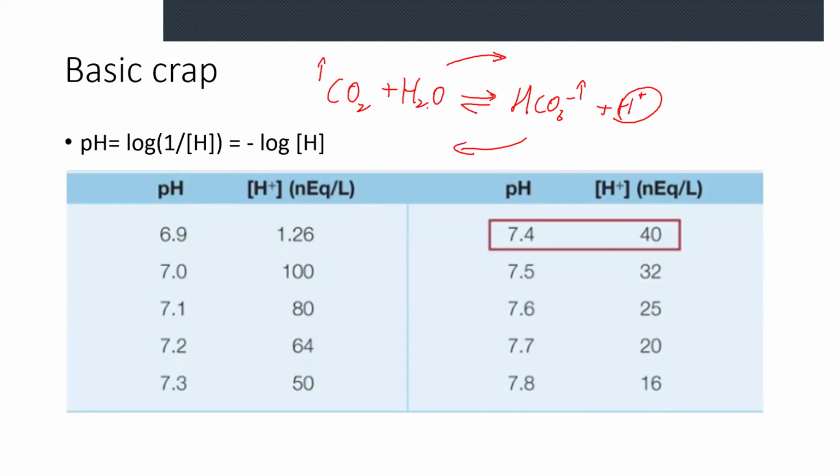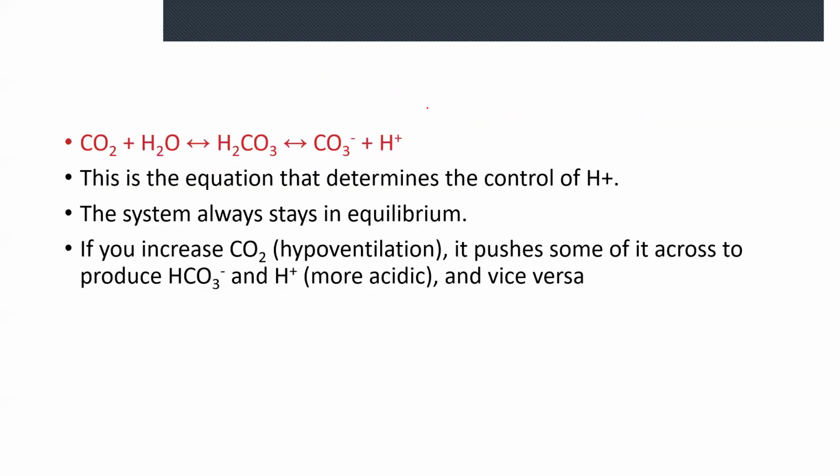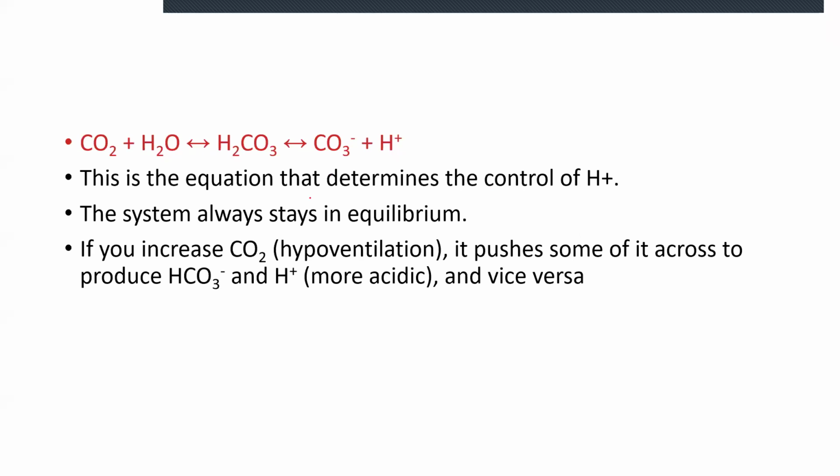And because this is renal, we're going to be mostly focused on the kidney's role. Okay, so here again is the equation that determines the control. Because the system always tries to stay in equilibrium, and just as a side note, because I didn't mention this earlier, we have an intermediate here, which is H2CO3. Okay, so increasing carbon dioxide pushes it this way, which then pushes it across, and vice versa for HCO3 minus. Okay, the system will always try to stay in equilibrium, and like we said, as you increase one side, it will push it across to the other.